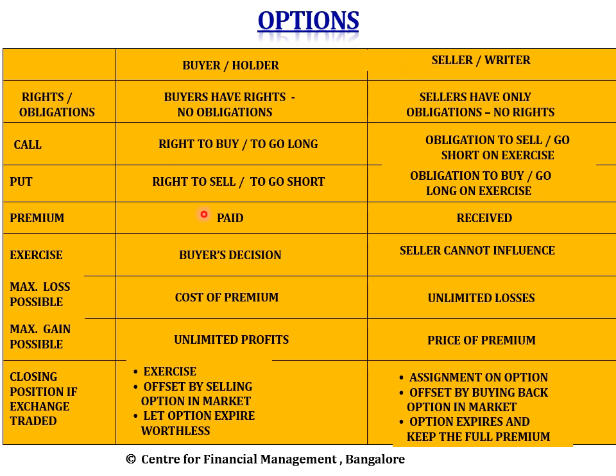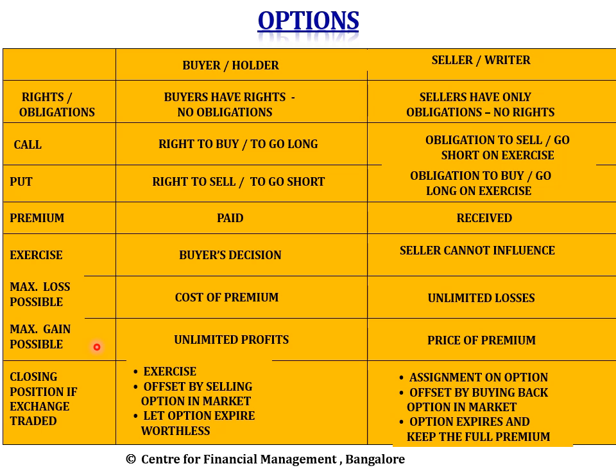Premium: the buyer pays the premium, the seller receives the premium. Exercise: exercise is at the discretion of the buyer. The seller has no influence over exercise. Maximum possible loss as far as the buyer is concerned is the cost of the premium. As far as the seller is concerned, it is unlimited.